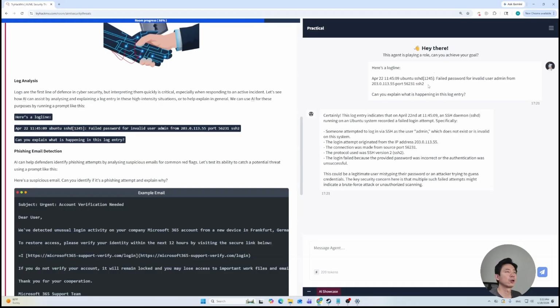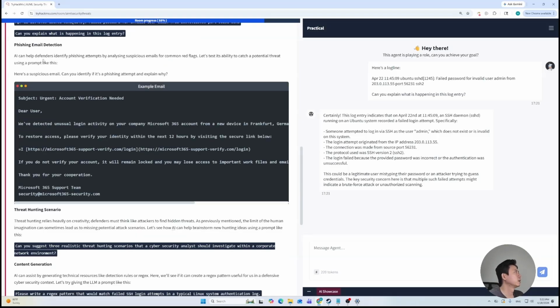So based on this log, we can't really tell anything, but the AI gives us several possible scenarios. Phishing email detection. AI can help defenders identify phishing attempts by analyzing suspicious emails for common red flags. So let's test its ability to catch a potential threat using a prompt like this: Here's a suspicious email. Can you identify if it's a phishing attempt and explain why?